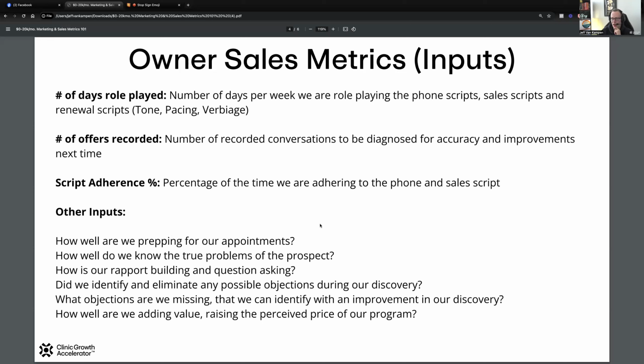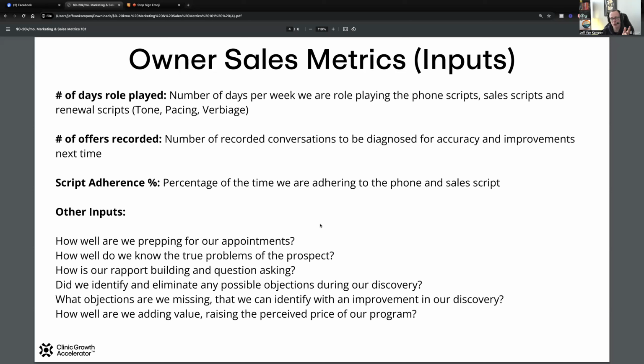Okay. Some other inputs as far as sales is how well are we prepping for our report of findings? How well do we truly know the problems of the patient when they walk in, and how well are we repeating those problems to them? How is our rapport building and question asking? Did we identify and eliminate any possible objections during our day one discovery period? What objections are we missing that we can identify with an improvement in our discovery?